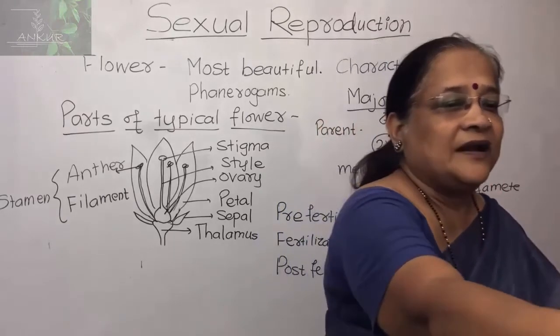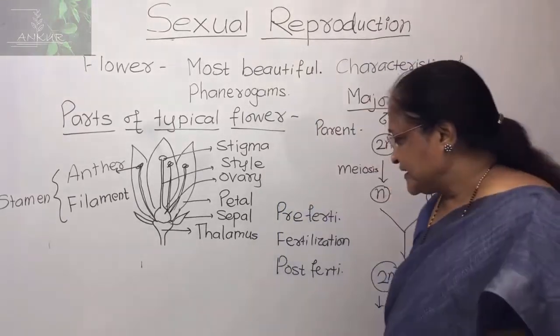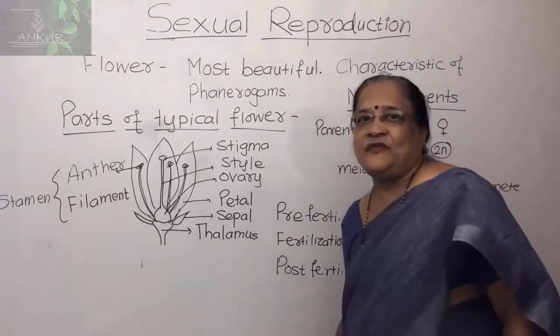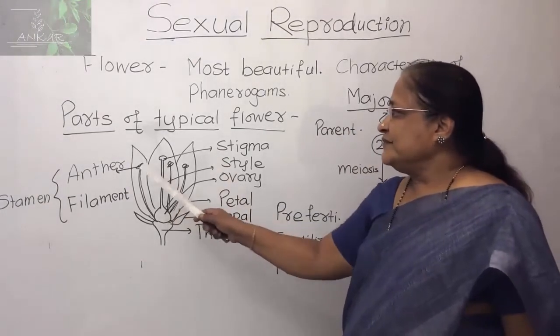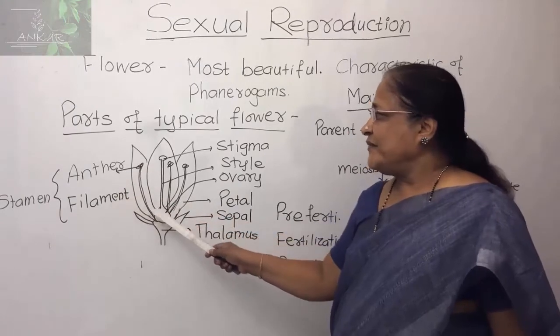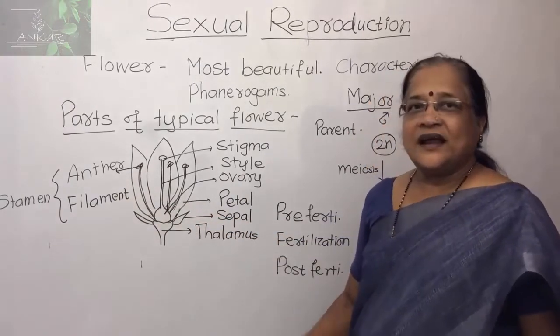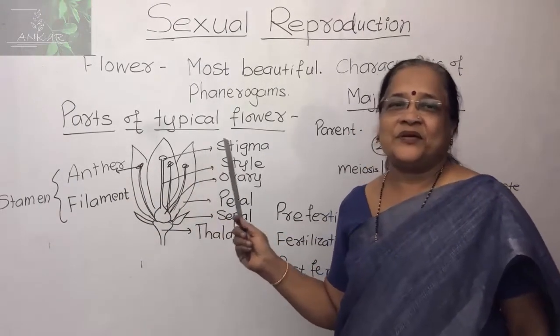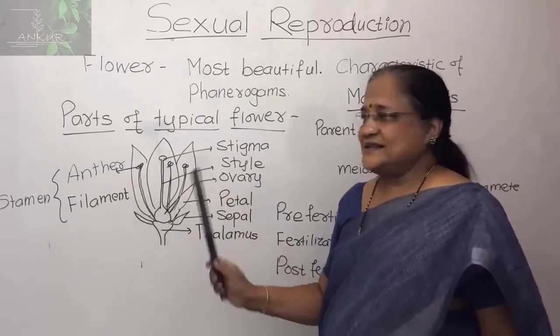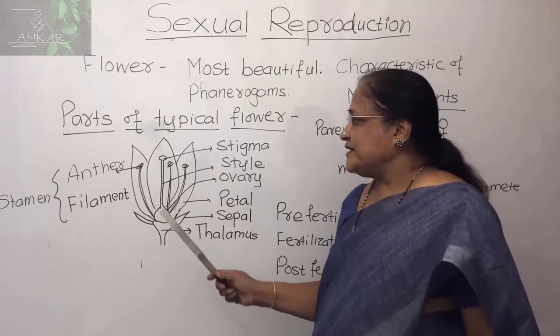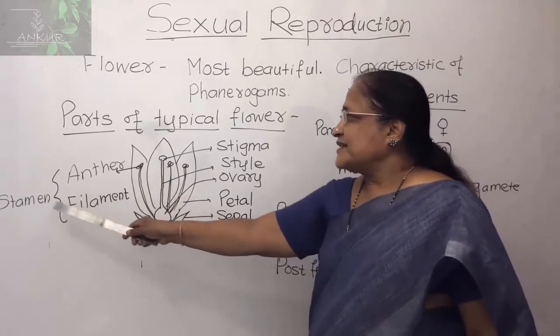Then the necessary whorls are there which are useful for reproduction, and these are the androecium and gynoecium. The androecium is the male reproductive part of the flower, which is essential. The unit of the androecium is the stamen.